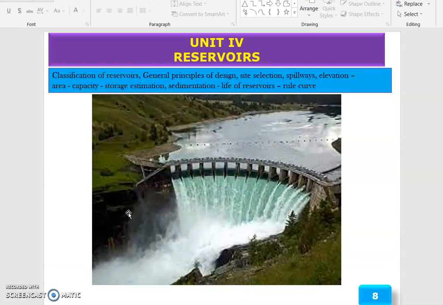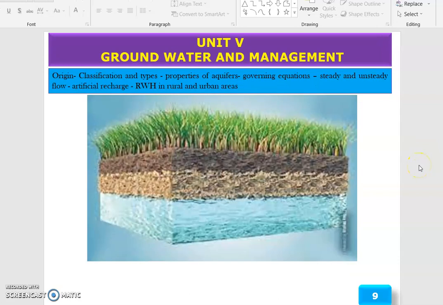Unit 4: reservoirs, classification of reservoirs, general principles of design, site selection, spillways, elevation, area, capacity, storage estimation, sedimentation, life of reservoir, rule curves. Unit 5: groundwater and management, origin, classification and types, properties of aquifer, governing equations, steady and unsteady flow, artificial recharge, RWH in rural and urban areas.